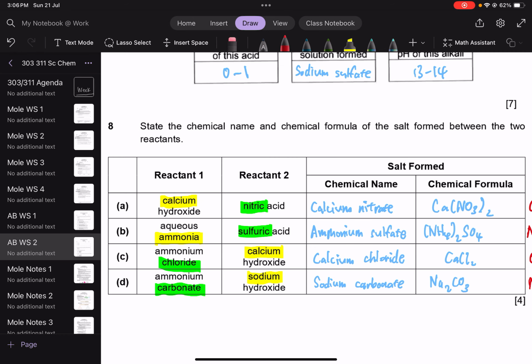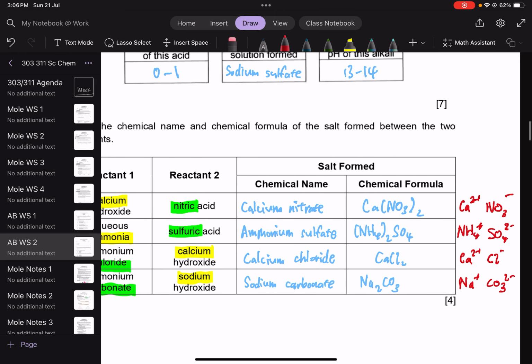So now let's move on to question 8, where you are required to write the chemical name and chemical formula of the salt formed between the reaction of two reactants. For calcium hydroxide and nitric acid, you should be able to deduce that the salt formed is calcium nitrate. The ions responsible for calcium nitrate are Ca2+ and NO3-. And for a compound, the charge should be neutral. So therefore, you will need 2 NO3- ions to balance the charge of the Ca2+ ion. Therefore, it's Ca(NO3)2.